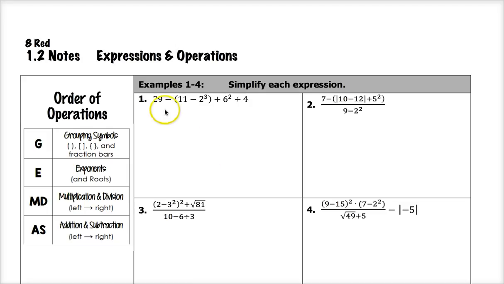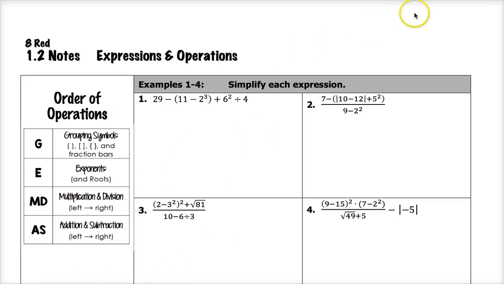And in order to simplify these types of expressions, you need to know your order of operations. In case you've forgotten, here is a reminder of how you go through the order of operations. You always start with what's inside grouping symbols: parentheses, brackets, braces, and fraction bars are actually considered grouping symbols as well. Then you move on to any exponents or square roots you might have in the expression, and then it's always multiplication and division from left to right, followed by addition and subtraction left to right.